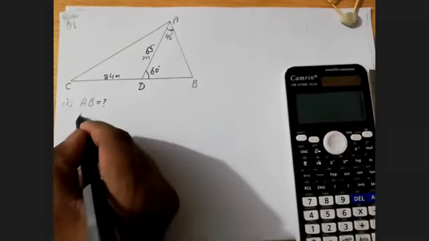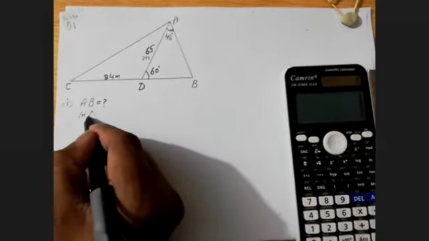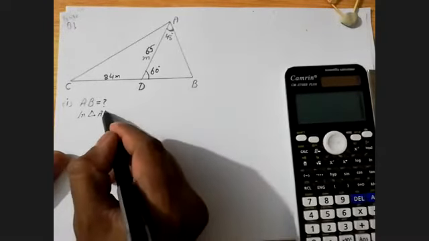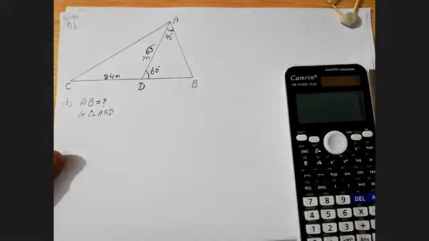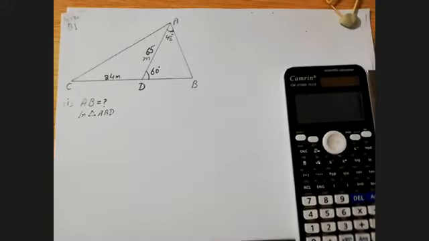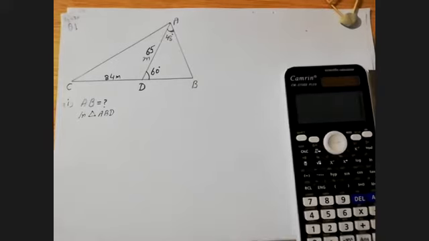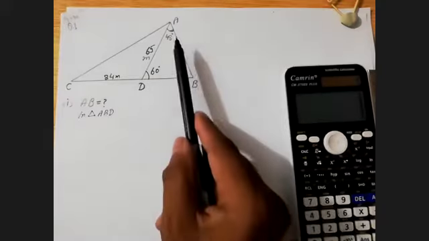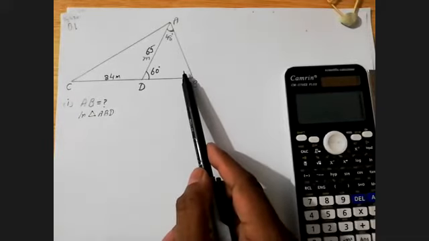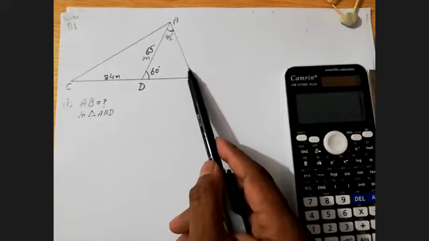You have to consider the triangle ABD. In triangle ABD, you can see that two angles and one side are given. Whenever two angles and one side are given, it means you can apply the sine rule to find out the third side, AB. First of all, we have to apply the sine rule.